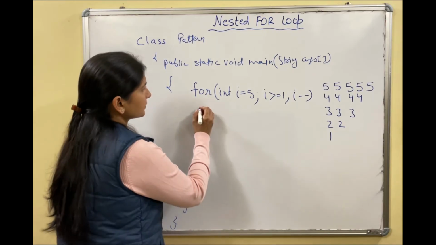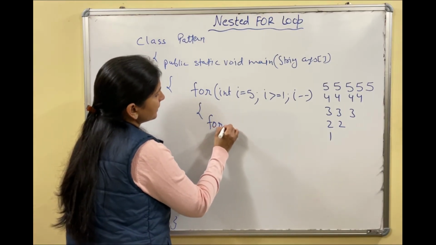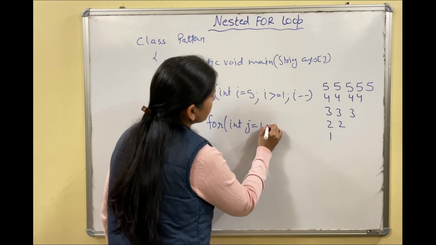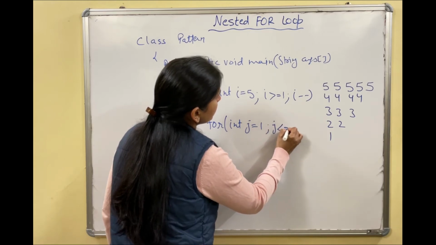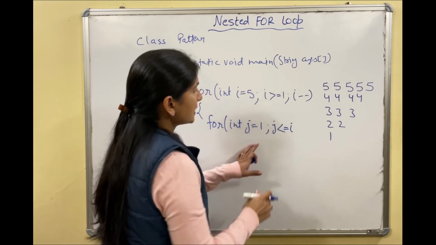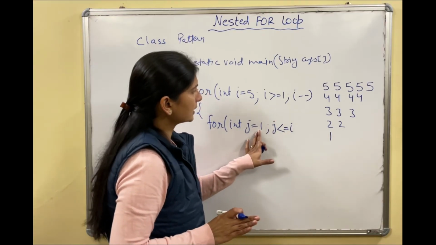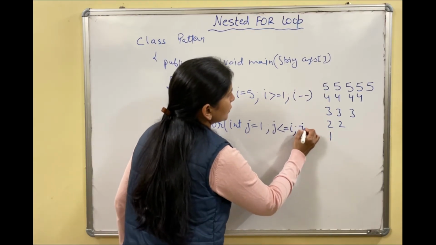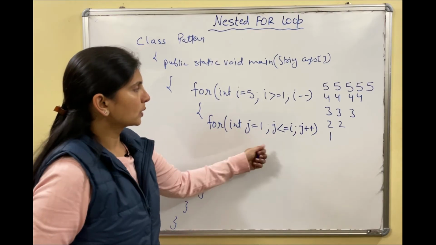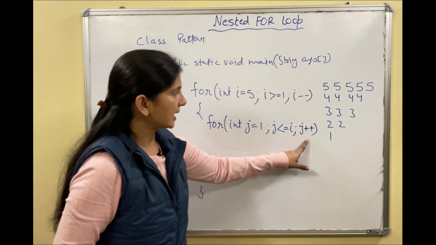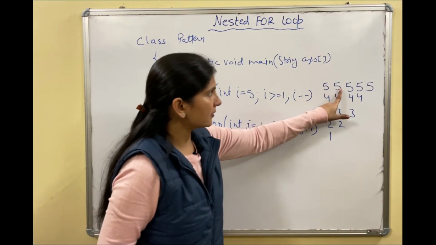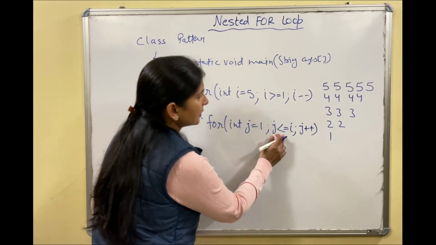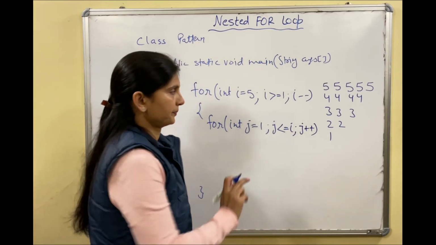Fine. So the inner loop will be int j equals to 1, j less than equals to I. So the first time you want 5 columns. So j should run 1 to 5. Then 1 to 4 next time. So the inner loop will be j equals to 1, j less than equals to I, and j plus plus. Because when I is 5, j is also 5. When I is 4, j is also 4. Right? So that's why we have given here j less than equals to I.